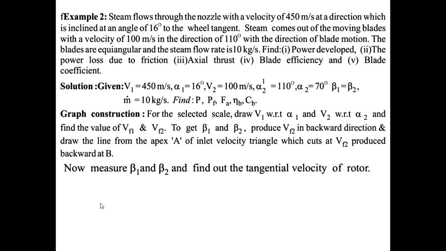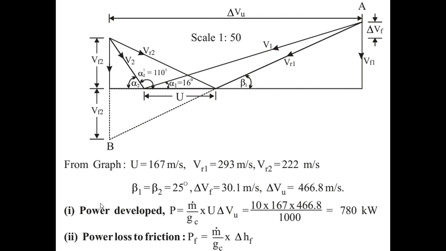Now see the direction: 110 degrees with the direction of blade motion. This sentence is very, very important. V2, 100 meter per second, is coming out in the direction of 110 degrees with the direction of blade motion. You see the velocity triangle. Blade motion, how is it taking place? U, with the direction of the blade U, tangent to the blade. From this to the V2, the angle is 110 degrees.